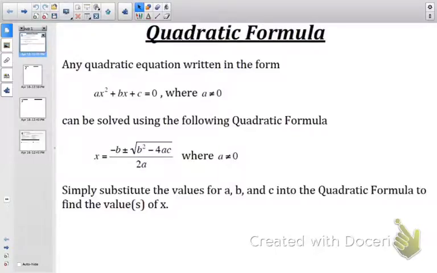Alright, the topic for tonight's homework is the quadratic formula. It's this big, kind of scary looking thing where x is equal to negative b plus or minus the square root of blah blah blah. You see it right here.